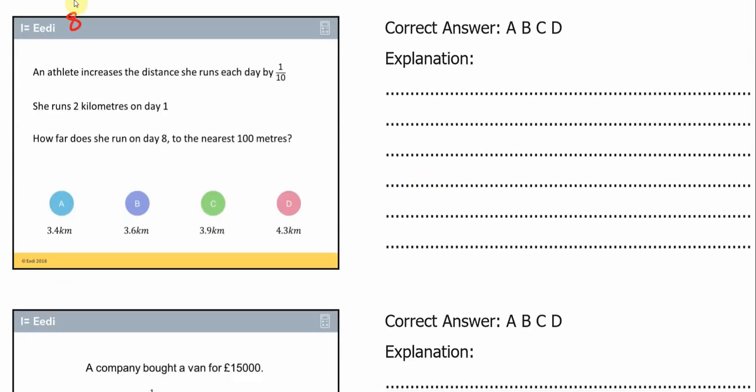Question 8. So you can see these are getting a bit harder now, and quite a bit more to think about than just running the compound interest formula and really understanding what's happening. An athlete increases the distance she runs each day by 1/10. That's also 10%, isn't it? She runs 2 kilometers on day 1. How far does she run on day 8 to the nearest 100 meters? Well, we're going to do 2 kilometers. That's our starting value. She increases by 10%, so I'm going to times by 1.1 for 8 days, so to the power of 8. So we can see it's the same formula, just in many different contexts.